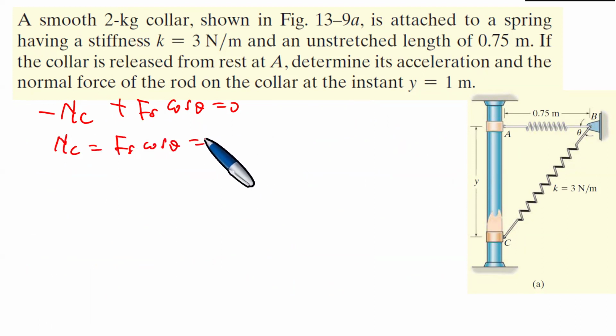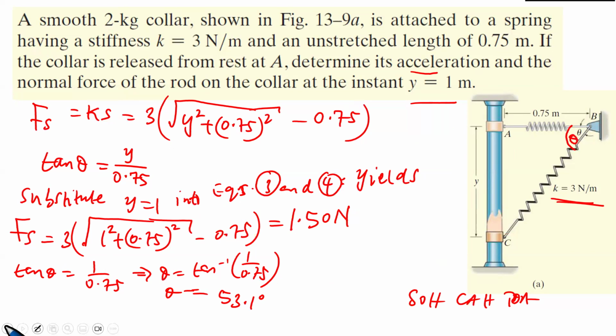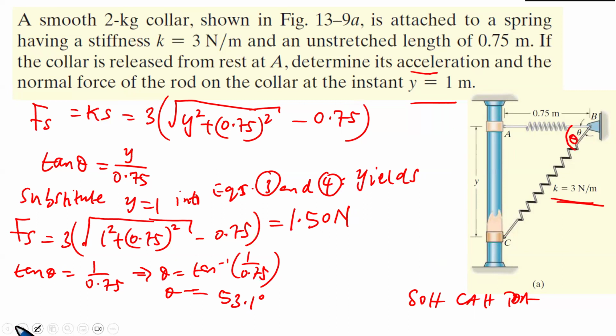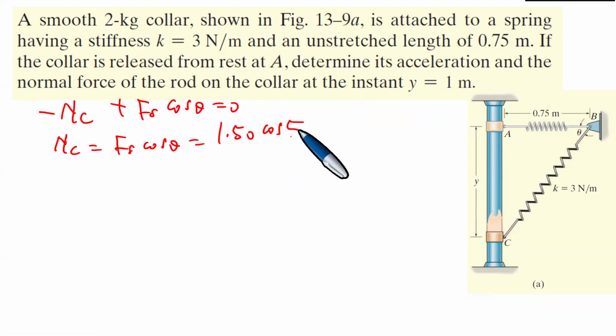And what is the Fs, the spring force? It is 1.50. So 1.50 cosine theta, 53.1 degrees. Okay, use the calculator, because we need to find the normal force, and this is the normal force. Just need to calculate this one here from one of the equations, and the acceleration.